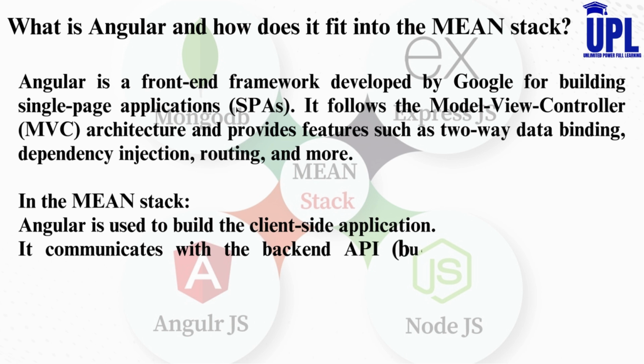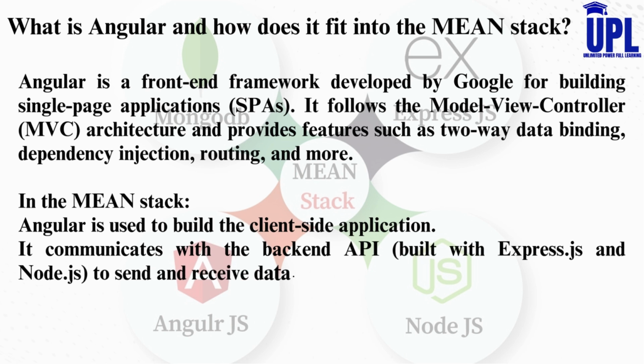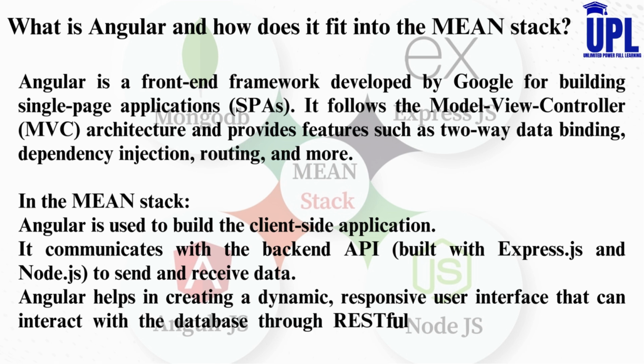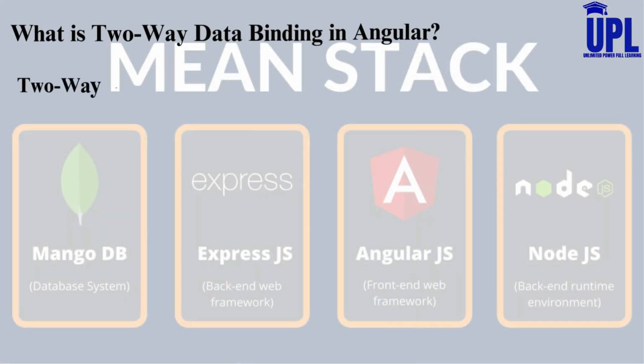It communicates with the backend API, built with Express.js and Node.js, to send and receive data. Angular helps in creating a dynamic, responsive user interface that can interact with the database through RESTful services exposed by the Express server. What is two-way data binding in Angular?